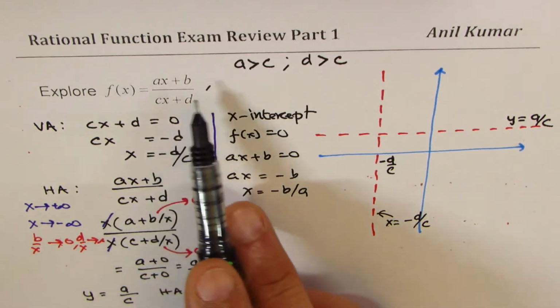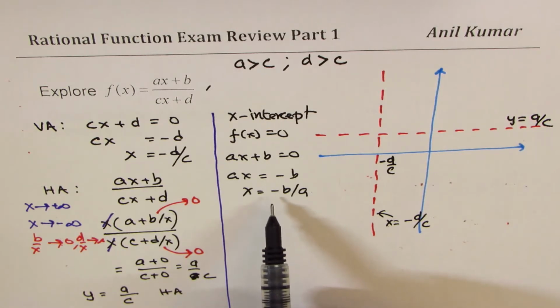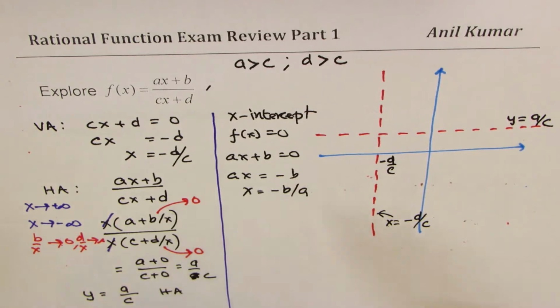Let's say all these are positive coefficients. In that case, what we get here is a negative number. So that becomes your x-intercept. Now, let's also calculate what the y-intercept is. So let me highlight this.